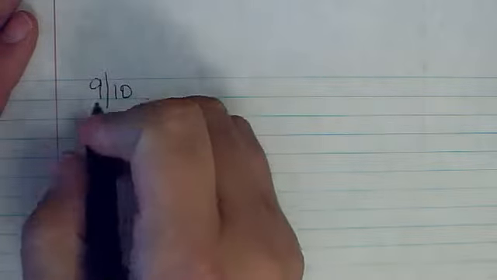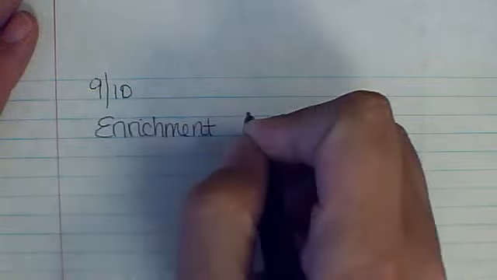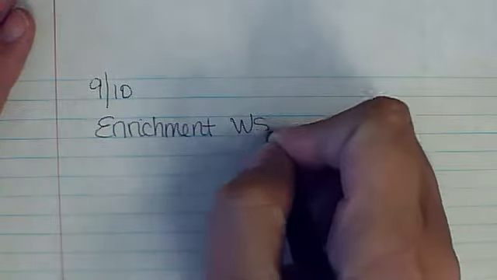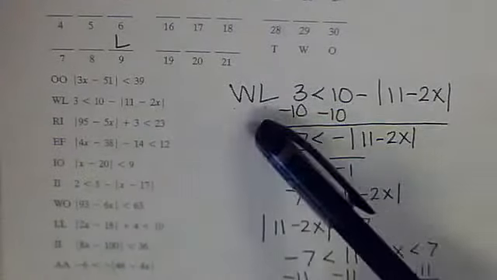Okay, so today is September 10th. The assignment today was an enrichment worksheet. It was assignment number 6. And the worksheet looks like this, with the problems down at the bottom. They're all lettered. In class, we went over WL.